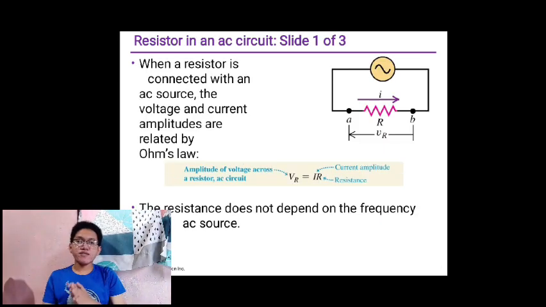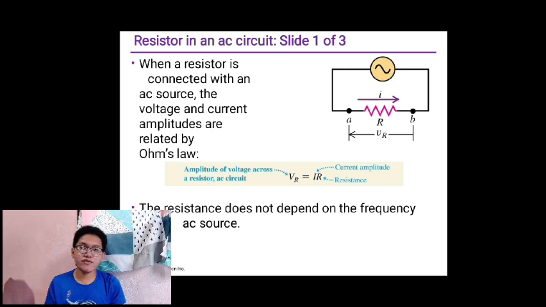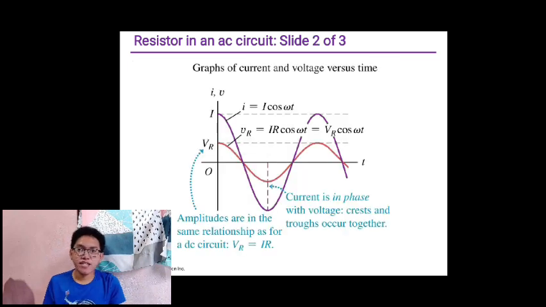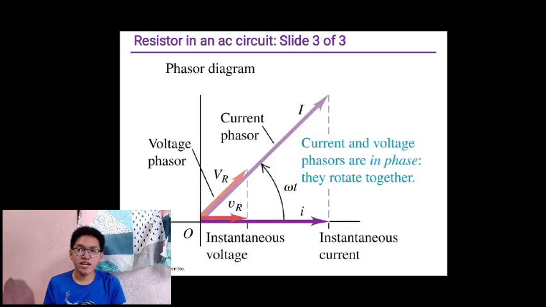Resistor in an AC circuit. When a resistor is connected to an AC source, the voltage and the current are in phase. For the important points: resistance does not depend on frequency, voltage and current peak at the same time, and power is always positive.